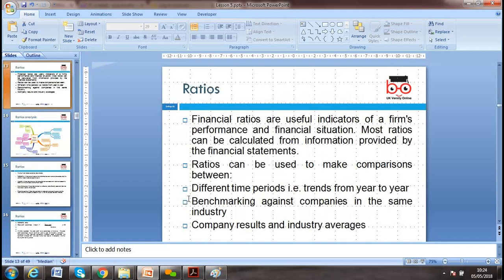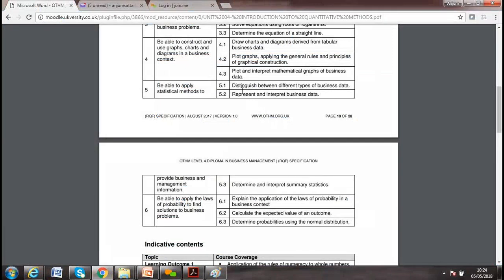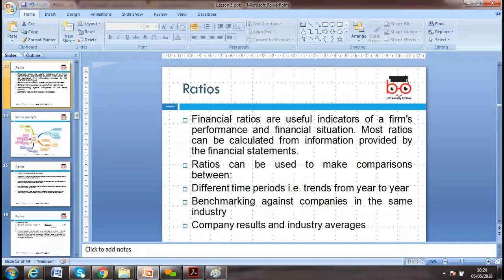Okay, next, if you look at learning outcome 5, which we are especially covering today: distinguish between different types of business data, represent and interpret the business data, and determine and interpret summary statistics. This is what one of the learning outcomes is all about, which we'll go through now. So next is the financial ratios.